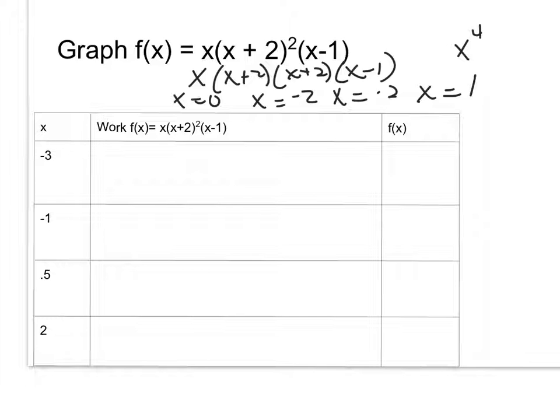So my first number that I'm going to plug in is negative 3. So I have negative 3 times negative 3 plus 2, quantity squared, times negative 3 minus 1.